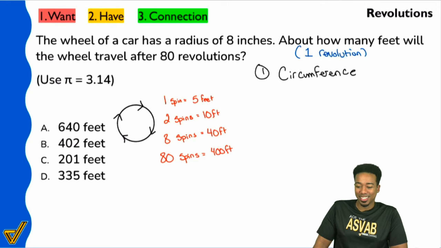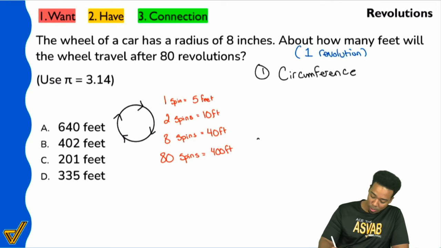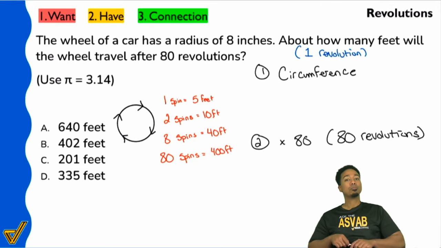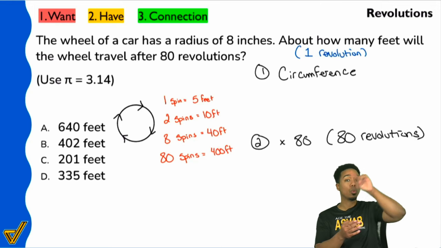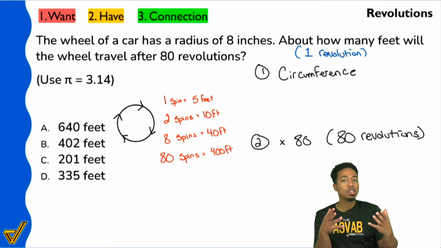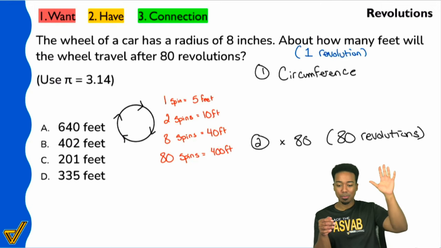Yeah, we are going to multiply by 80. Step two will be multiply by 80 to get 80 revolutions. Again, I am not talking about any formulas yet, but does it make sense that to get one revolution, that's one circumference? And so if we want 80 revolutions, that's 80 circumferences. Does that make sense before we get started?